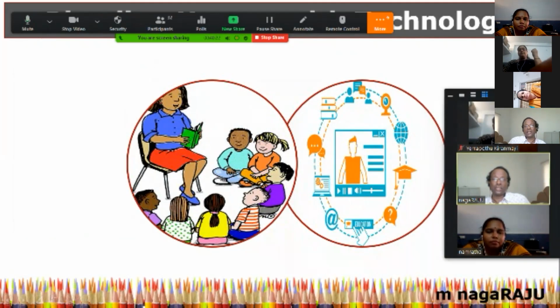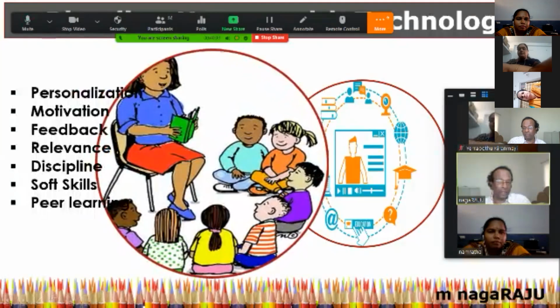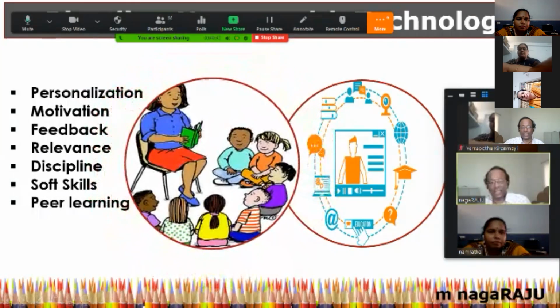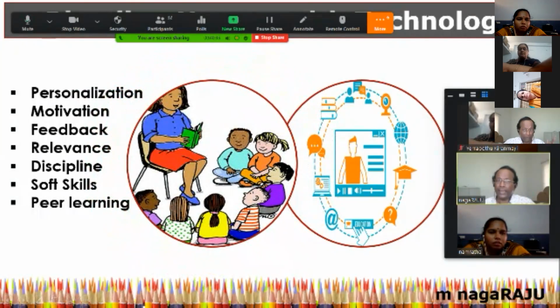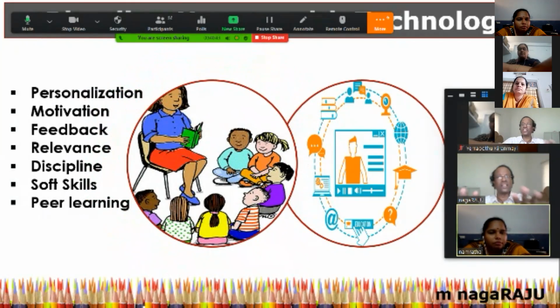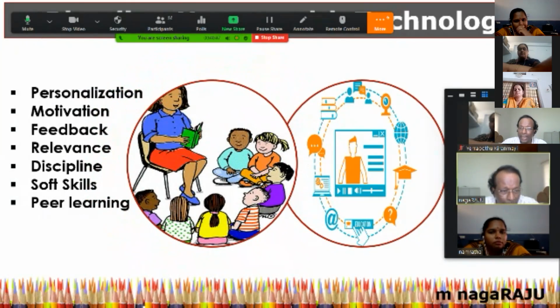So there is a regular classroom here on the left side, and there is an online classroom on the right side. What are the advantages of the regular classroom? All these on the left side, right? Personalization. So the teacher can pay attention to every single student if necessary. Motivation. When I see the teacher in front of me, suppose I switch off my camera now, the attention will not be as great as when I have my camera on.